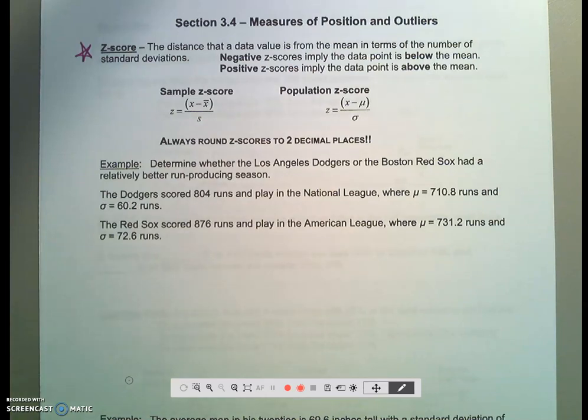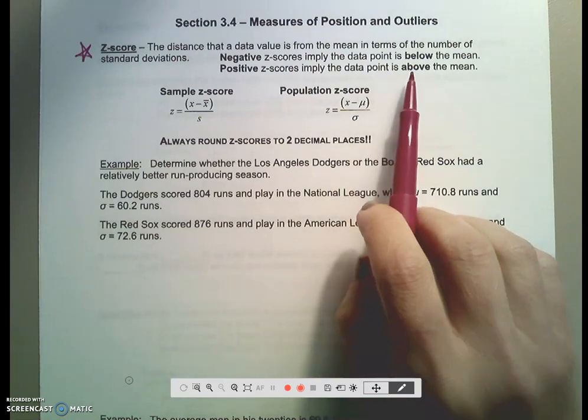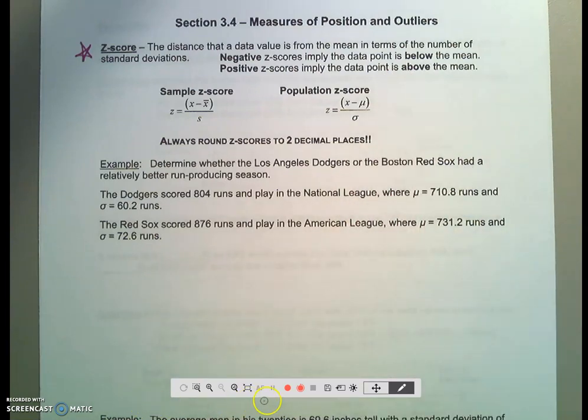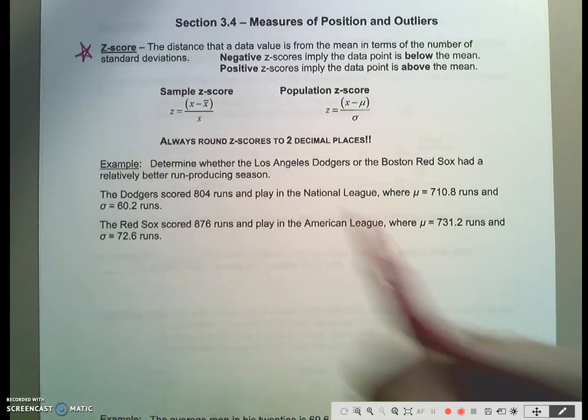And if your z-score is positive, it would indicate that your data point sits above the mean or to the right of the mean. And if your z-score is negative, it would indicate that your data point sits below the mean or to the left of the mean. So it's a measurement in terms of standard deviation. So we're going to take the data point, whether it's measuring height or weight or number of people or whatever it happens to be measuring, we're going to convert it into a standard deviation number.